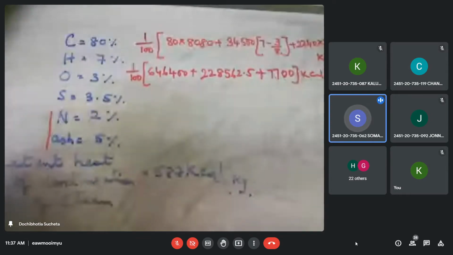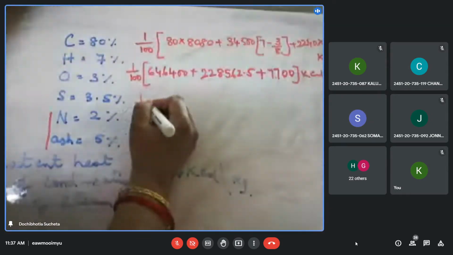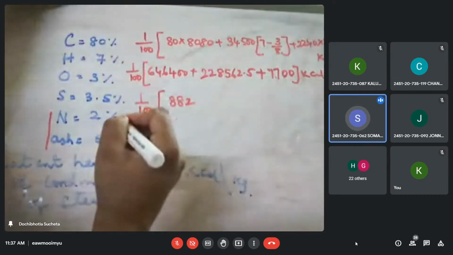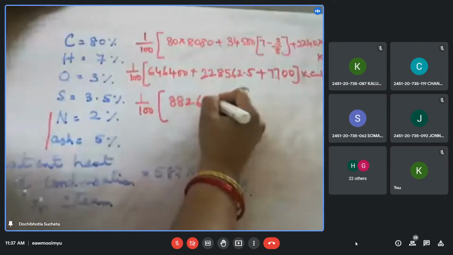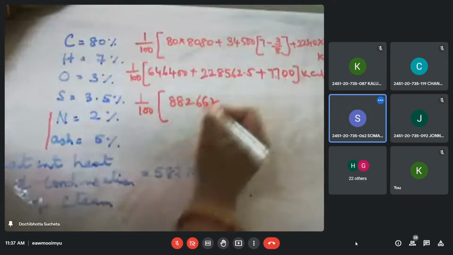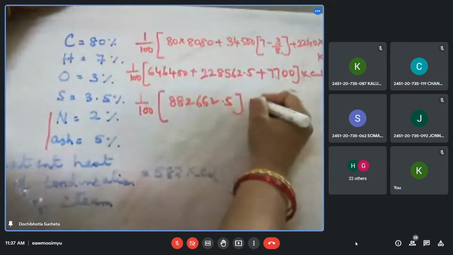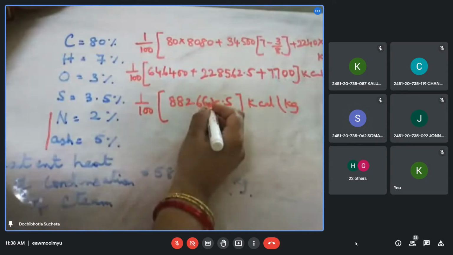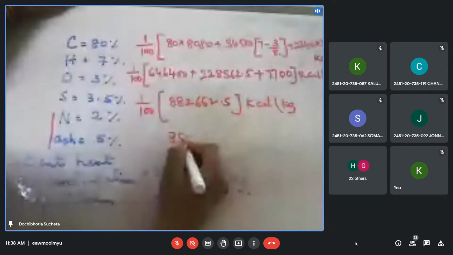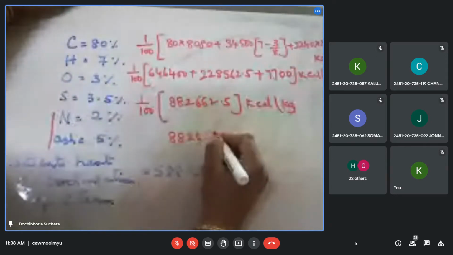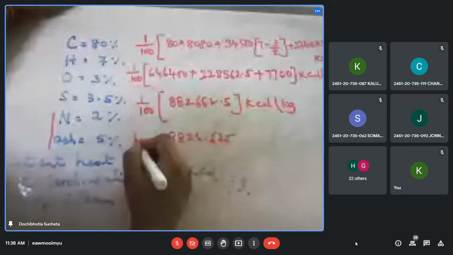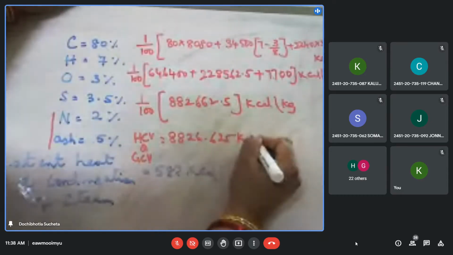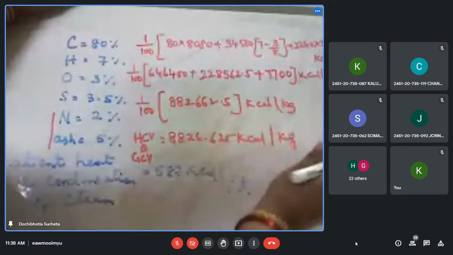1 by 100 into 882,662.5. So HCV or GCV is 8826.625 kilocals per kg. Okay, next.